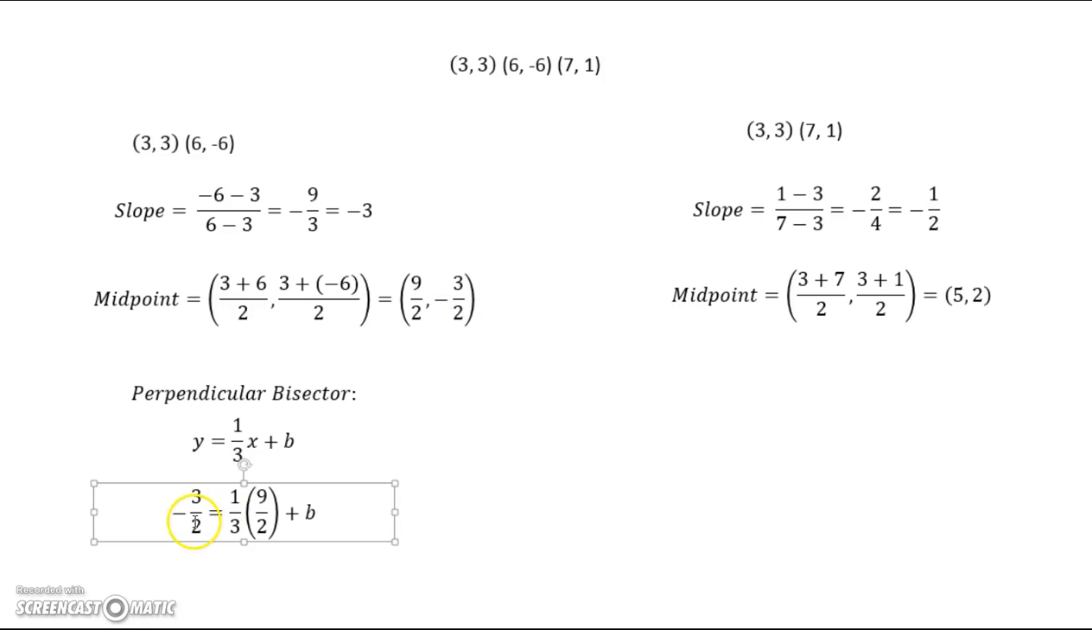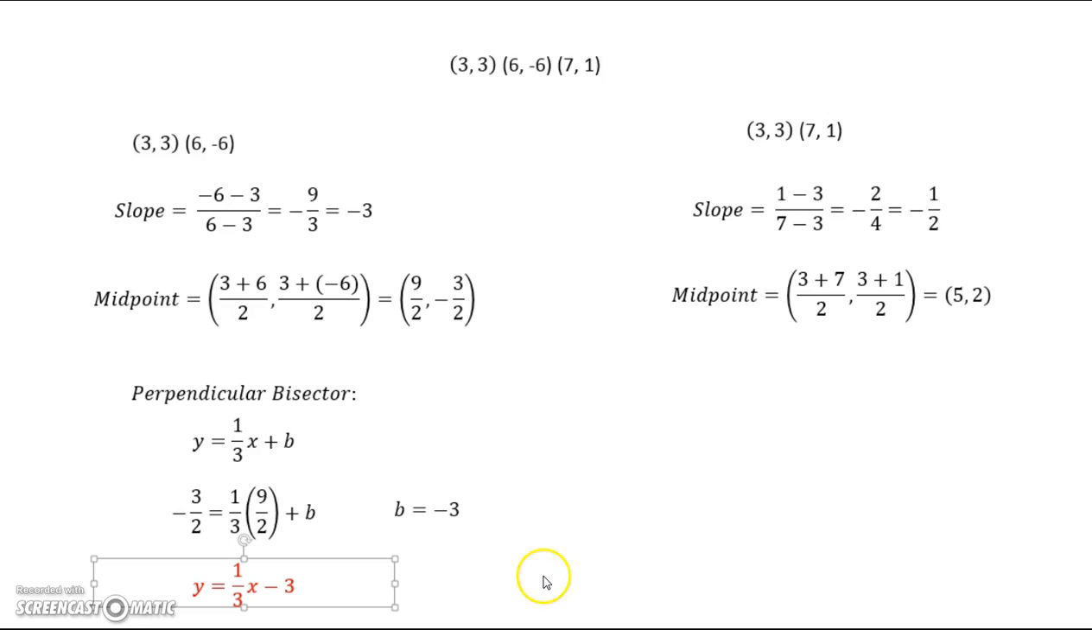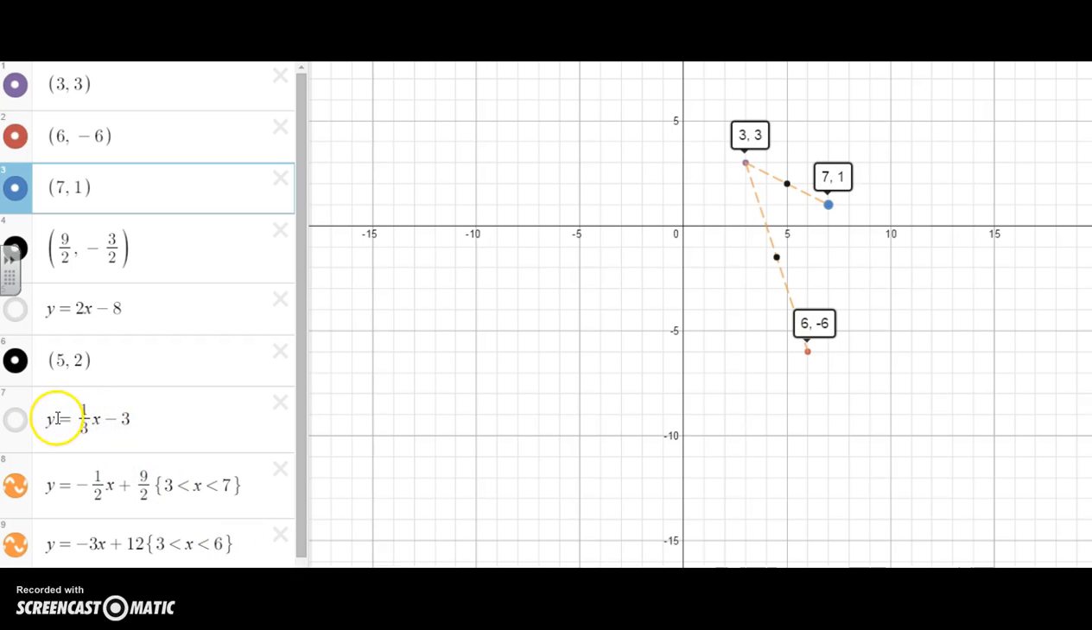I substitute that -3/2 in for y, and that 9/2 in for x. And if I solve for b, I get b equals -3. So my equation of this line is y equals 1/3 x minus 3. So let's take a look and make sure that is the perpendicular bisector. We just said it was y equals 1/3 x minus 3. You can see my red line drawn here. That looks like a beautiful perpendicular bisector. So let's go ahead and calculate the other one.